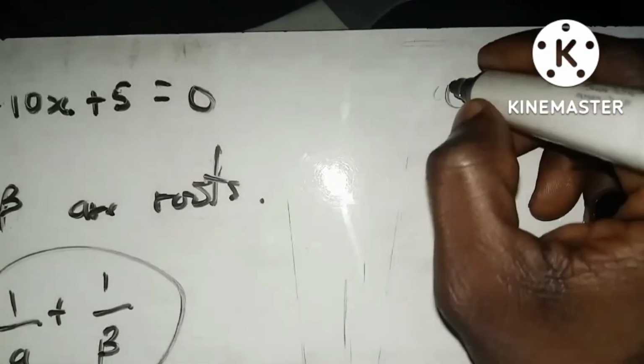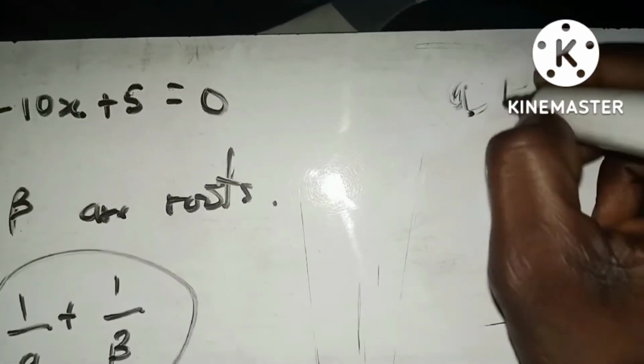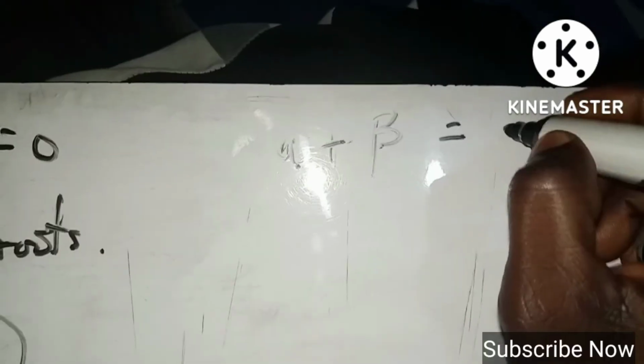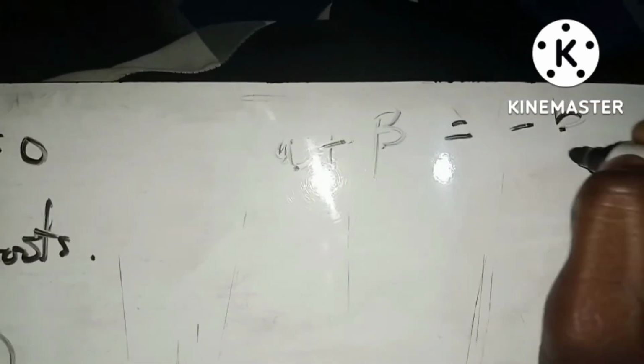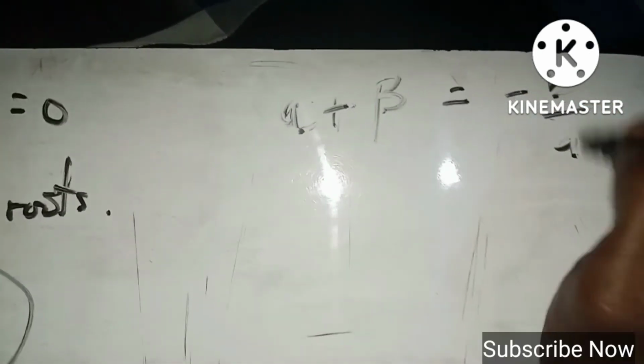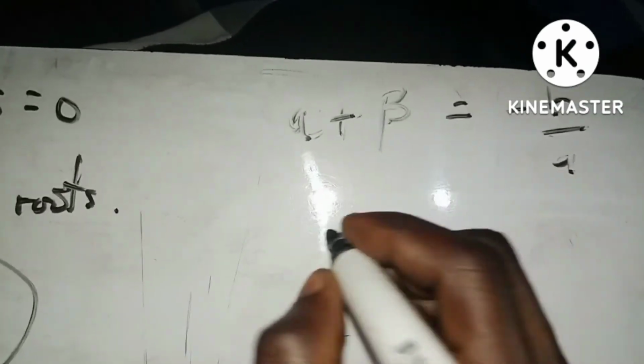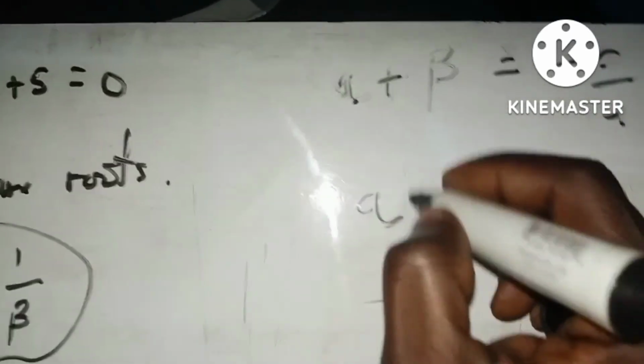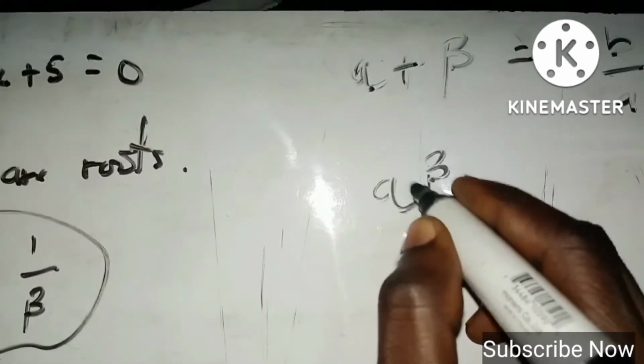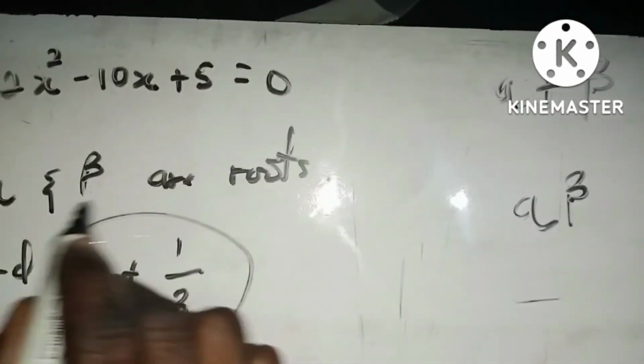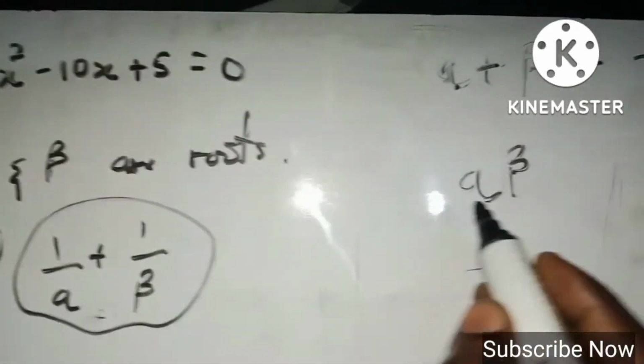So alpha plus beta here, that should be equal to negative b over a, right? And I'll explain this a and b in just a few seconds. And then alpha beta, so alpha multiplied by beta, this is the product, right? So this is the sum of the roots given from the question here, and then that is the sum.